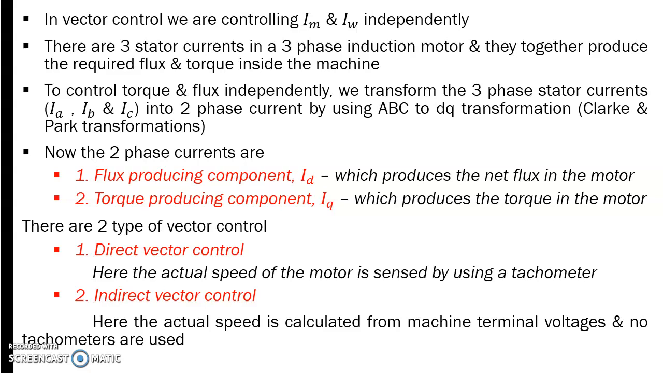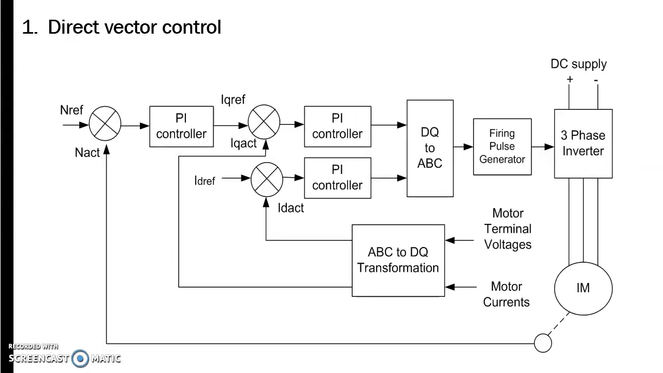So in this module we need to study the coordinate transformation ABC to alpha beta to DQ and its requirement. Then there will be two block diagrams, for the direct vector control and indirect vector control. You should study those block diagrams and know at least a minimum explanation. Okay, next we see the block diagram of direct vector control.